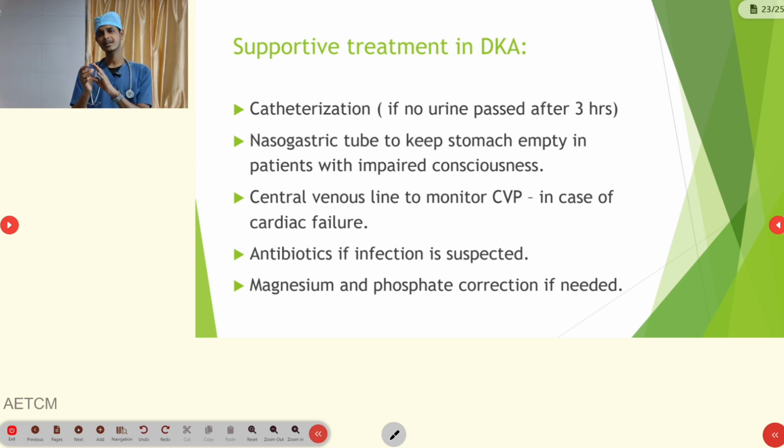So after your correction of everything, ultimately in 3 to 5 days the DKA will resolve. What is the first sign of DKA resolving? First the ketone bodies will disappear from the blood and then the urine. Then second, your metabolic acidosis will get corrected. Then your glucose level will be in a controllable manner. So this is the sequence: first ketone bodies will disappear, then metabolic acidosis will come under control, and finally the glucose level will come to the normal level. So this is the way DKA gets better.